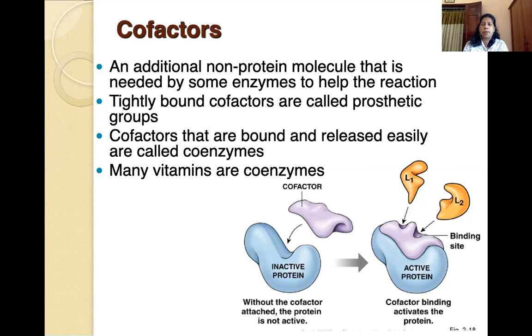Without the cofactor attached, the protein is not active. Once they attach to the protein, cofactor binding activates the protein. That protein is the enzyme. Those enzymes support activating the reaction.